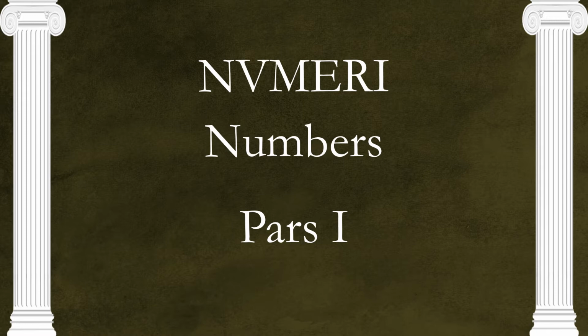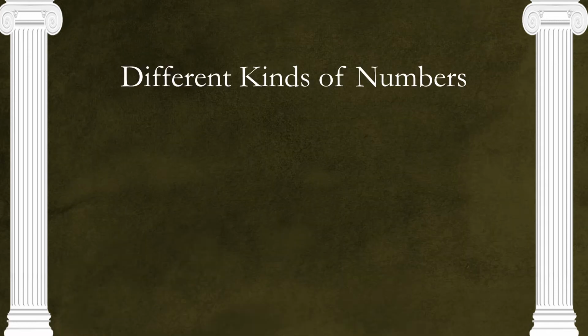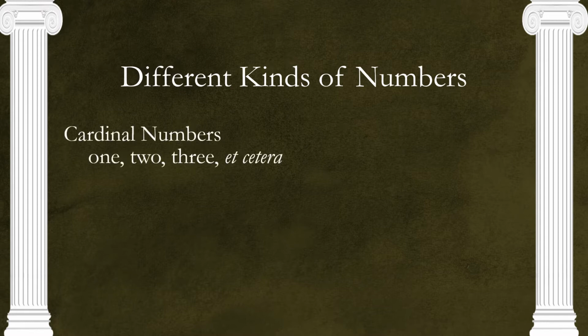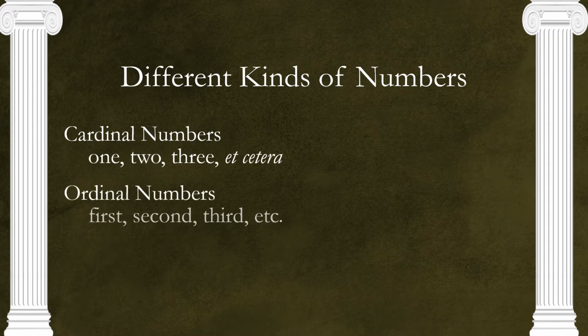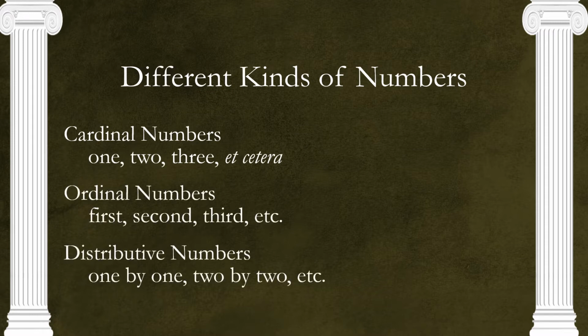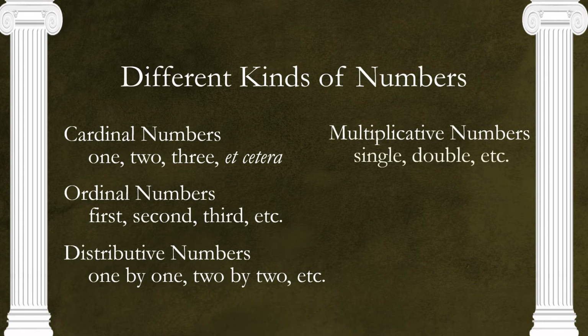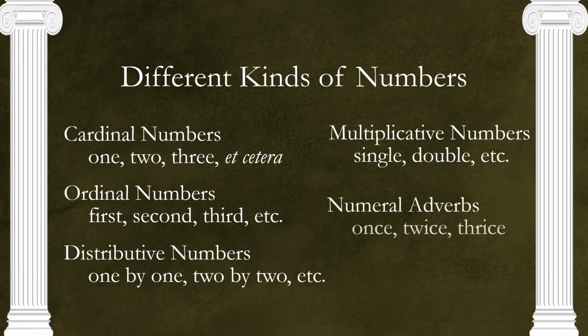Salve discipuli, this video will cover many of the things that we talked about in class regarding numeri, the numbers. So as we said in class, there are rather different kinds of numbers. We have our cardinals, which you can see here, ordinals, distributives, 1 by 1, 2 by 2, which we can't express in English in one word, multiplicative numbers like single, double, triple, and numeral adverbs once, twice, and thrice.